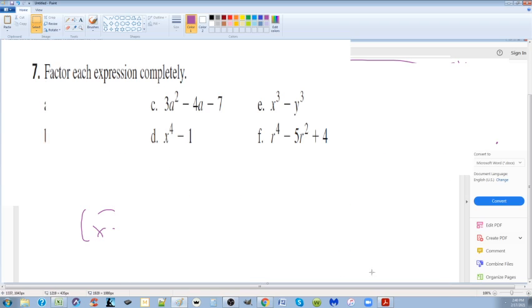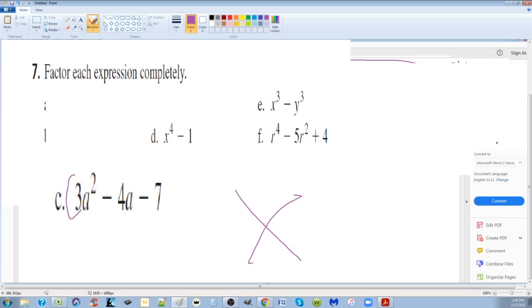Great. What about a more complicated factoring? All right. Yep. This time we're not looking at something that multiplies out to minus 7, but rather something that multiplies out to minus 21 and adds up to minus 4. So we're talking about a minus 7 and a plus 3. It multiplies out to that and adds up to that.